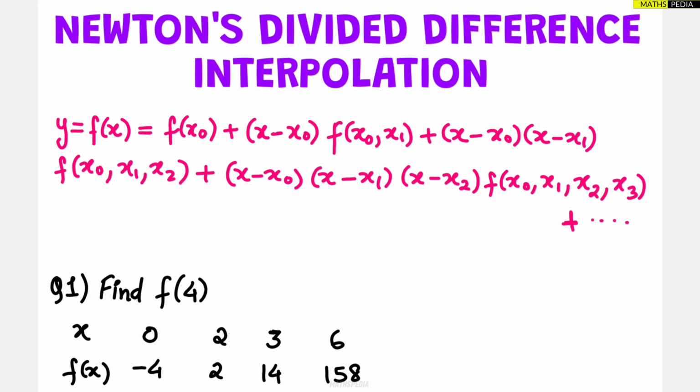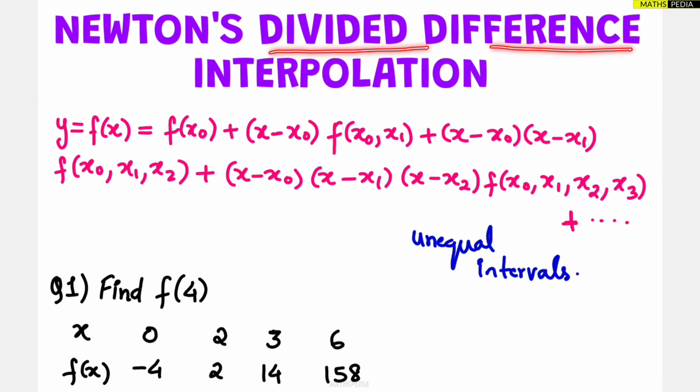So in this video, we are going to discuss Newton's divided difference interpolation. This interpolation is basically different from Newton's forward and backward interpolation. How is it different? Because here the intervals won't be equal. Unequal intervals have been considered here. Whenever we get unequal intervals, we cannot apply Newton's forward and backward interpolation. So they have introduced one more interpolation, which is divided difference interpolation.